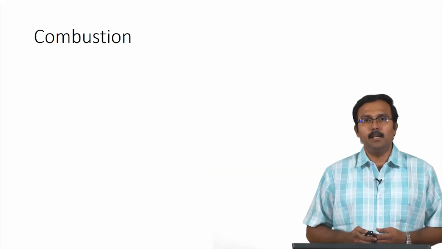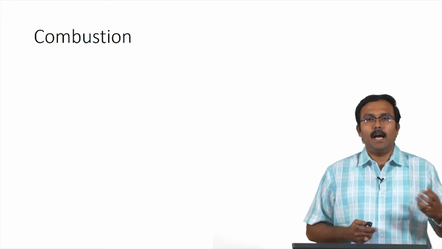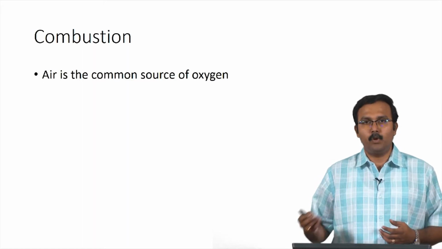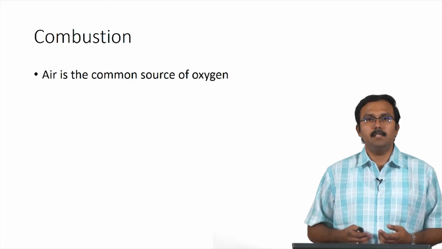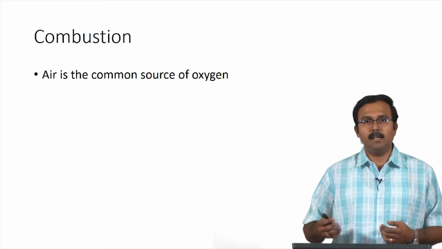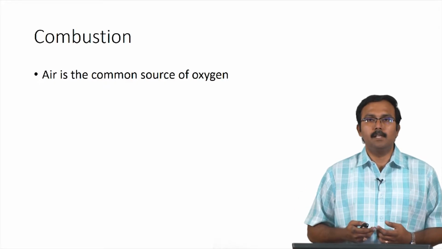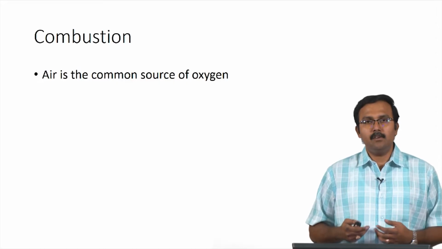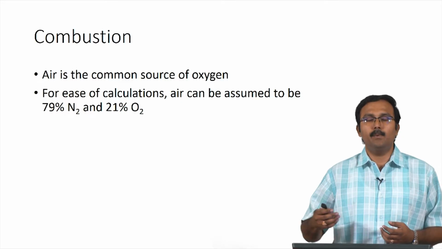In addition to fuel, combustion can happen only in the presence of oxygen. Air is used as the common source for oxygen. Purified oxygen is usually more expensive. For this reason, a cheaper alternative, which is air, is used in most chemical and biochemical processes for combustion of fuels. So, for ease of calculations, air is considered to be 79% nitrogen and 21% oxygen.